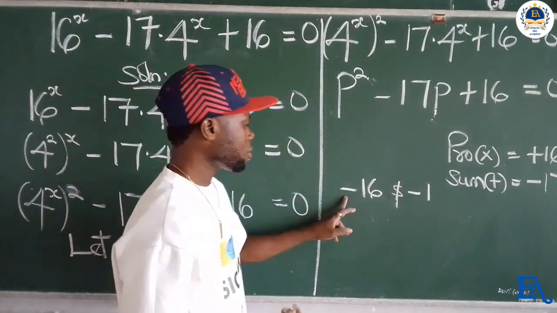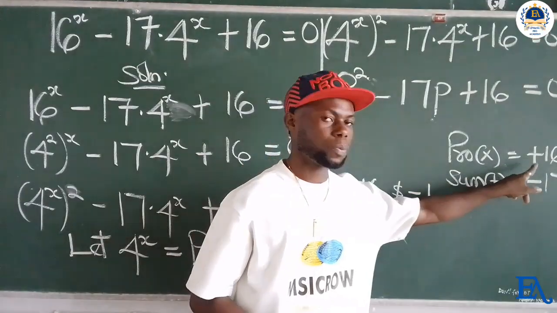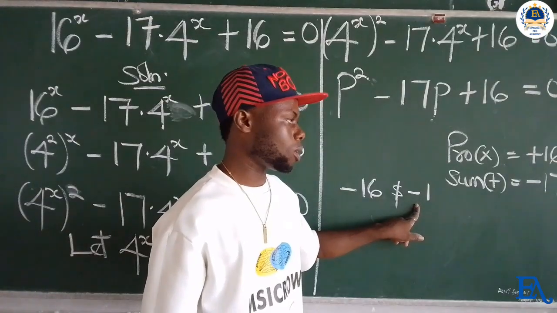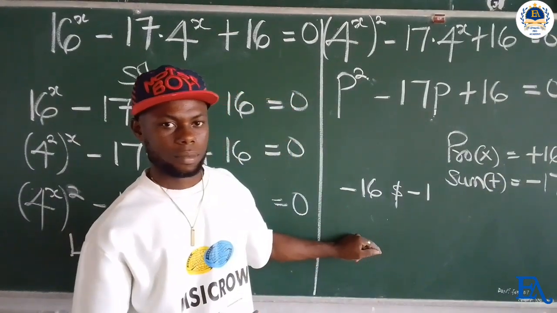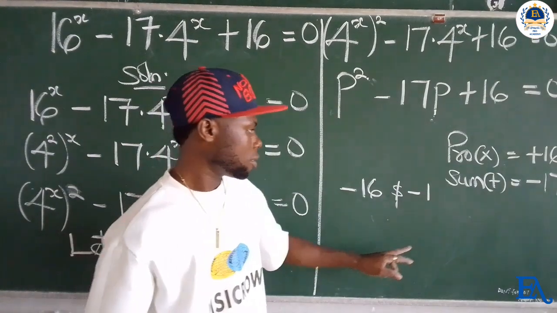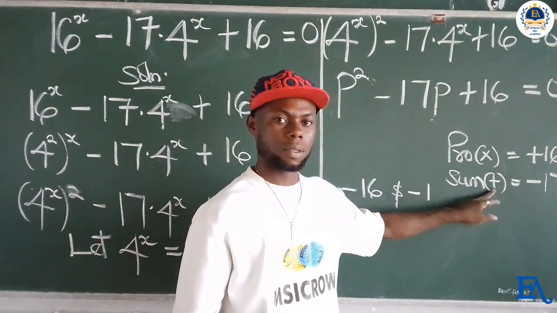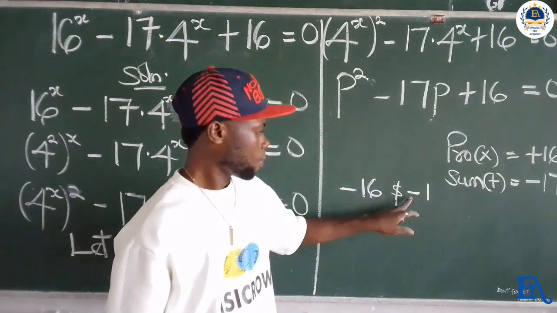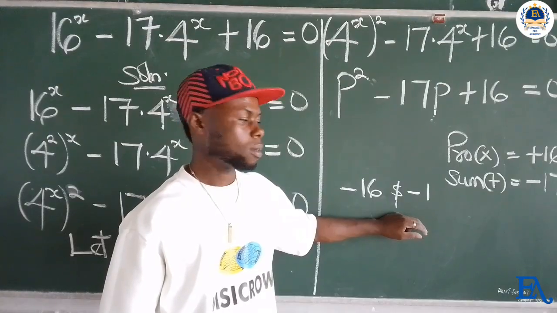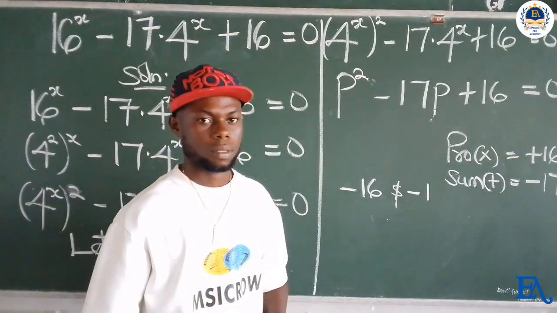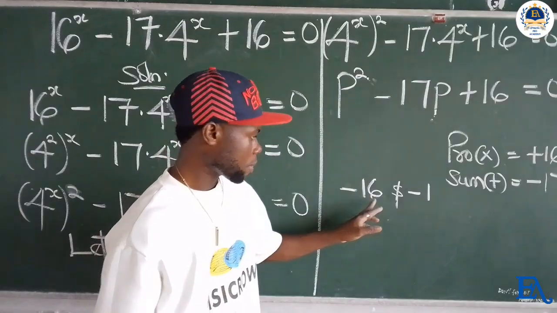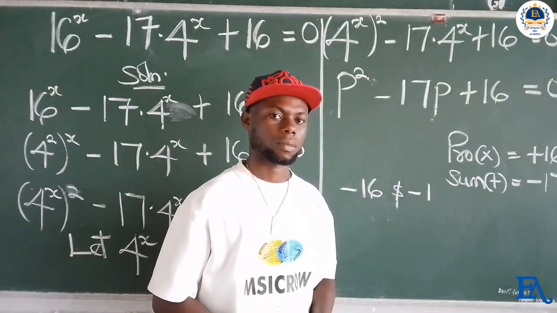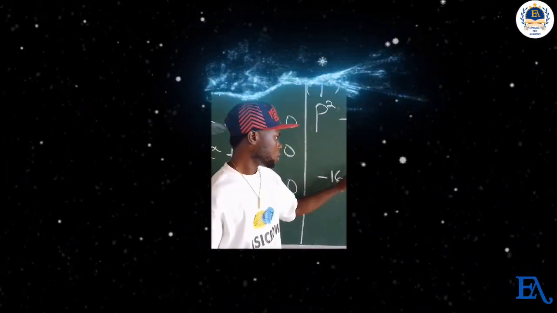Let's check. The product must give us plus 16. So minus 16 times minus 1 is plus 16. Again, the sum must give us minus 17. Minus 16 plus minus 1 gives minus 17. That means minus 16 and minus 1 satisfy this requirement. So let's use these two in this calculation.